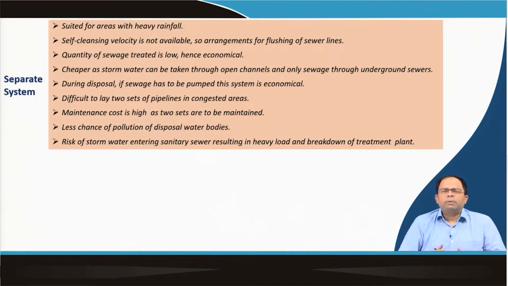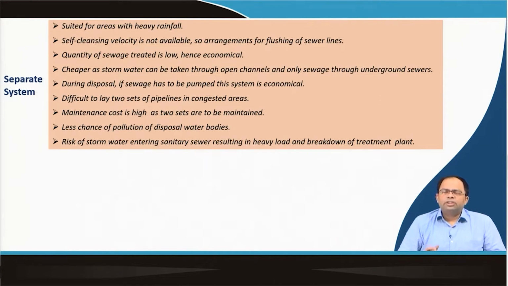Because it is a heavy rainfall, some amount of water in any case seeps into the sewage network. So, self cleansing velocity in general is not available, but during dry weather it may be a problem. So, self cleansing velocity is sometimes not available during dry weather, and so we need to make arrangements for a separate flushing system in the sewer lines.